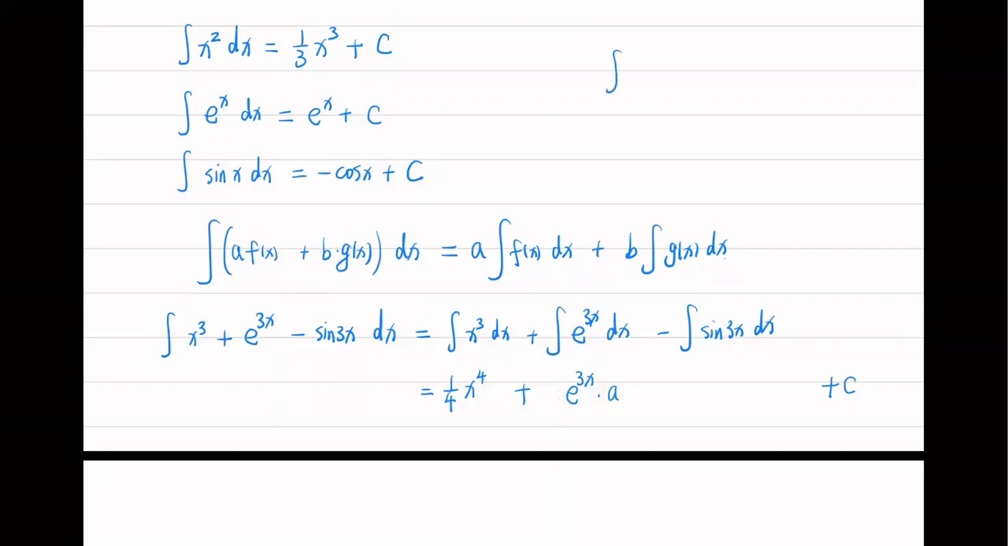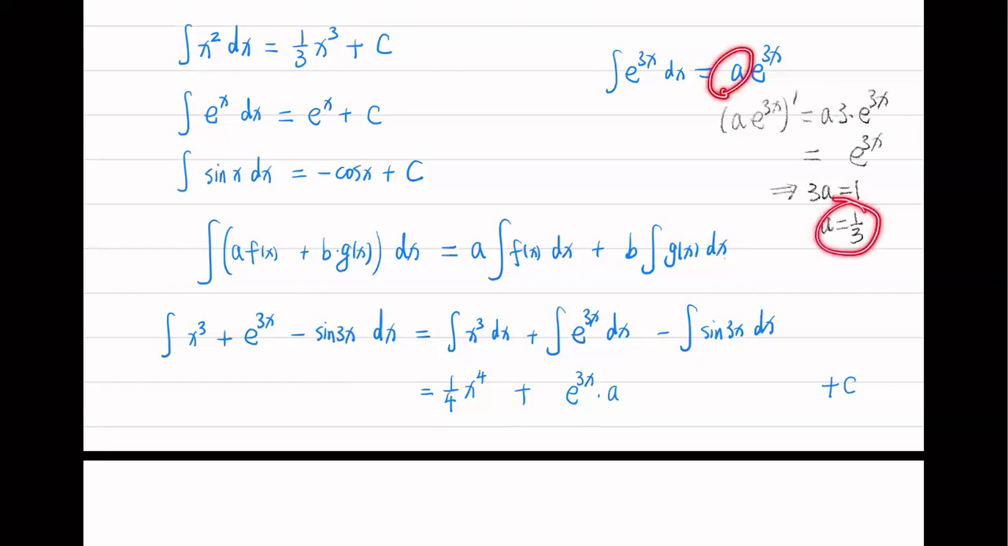So I want to say the integral of e to the 3x equals a e to the 3x. We don't know what this a is, but what we know is the derivative equals a times 3 e to the 3x. And we wanted this to be e to the 3x. It implies 3a equals 1, a equals 1/3. That's how we find the coefficient. This should be 1/3.